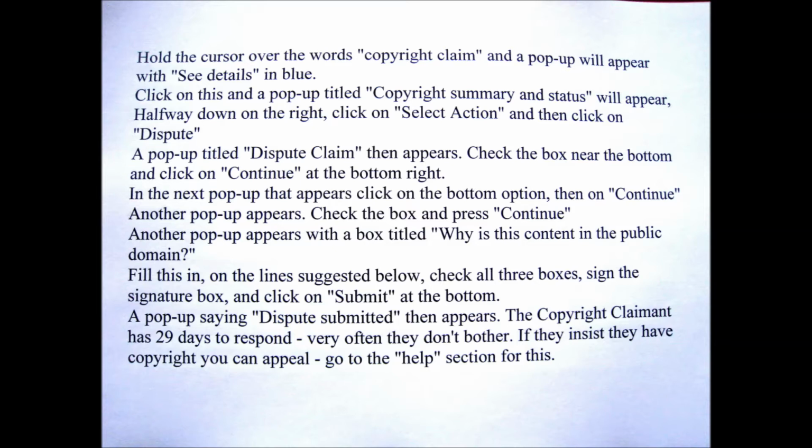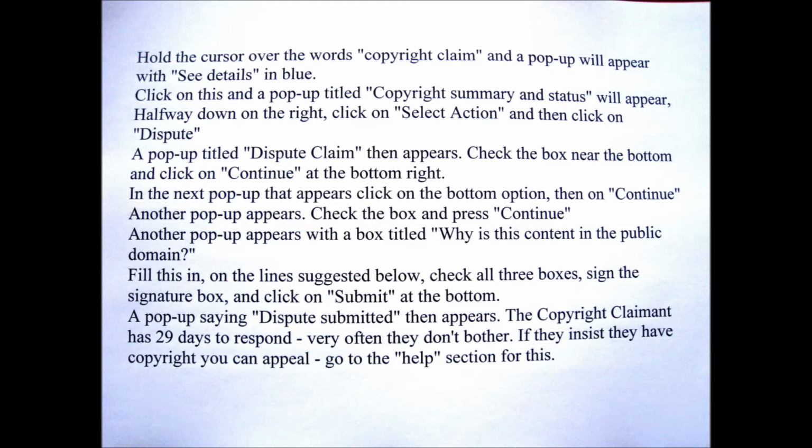A pop-up titled Dispute Claim then appears. Check the box near the bottom and click on Continue at the bottom right. In the next pop-up that appears, click on the bottom option, then on Continue. Another pop-up appears. Check the box and press Continue. Another pop-up appears with a box titled Why is this content in the public domain? Fill this in on the lines suggested below.